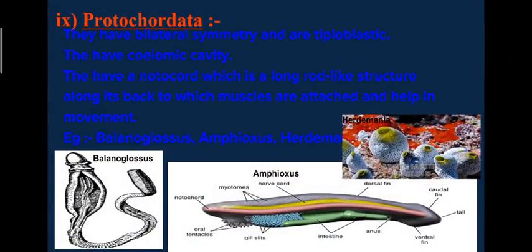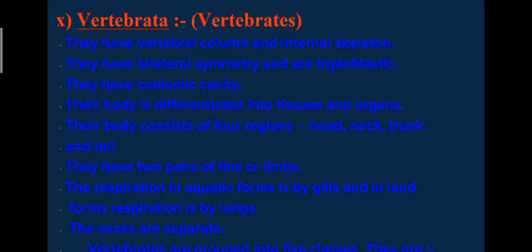Now, the symmetry is bilateral symmetry, triploblastic, and they have coelomic cavity. The body cavity is present. Then examples: Balanoglossus, Amphioxus, and Herdmania. These are examples of protochordate. Our next phylum is phylum Vertebrata. The Vertebrata, it is the most advanced phylum.